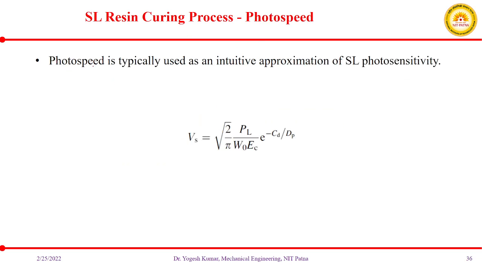Then photo speed is typically used as an intuitive approximation of your SL photosensitivity, and it is given by Vs equal to the square root of 2 upon pi, PL upon. Okay, I have not discussed these formulas because we will be directly taking some problems related to the application of these formulas.